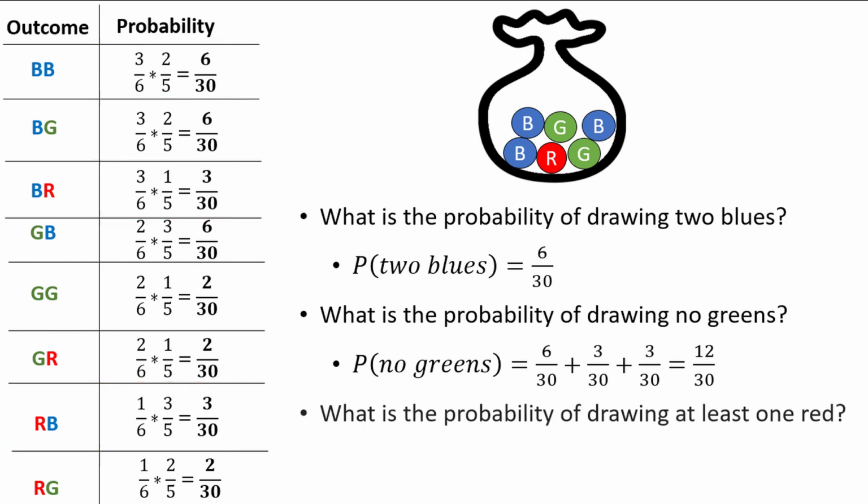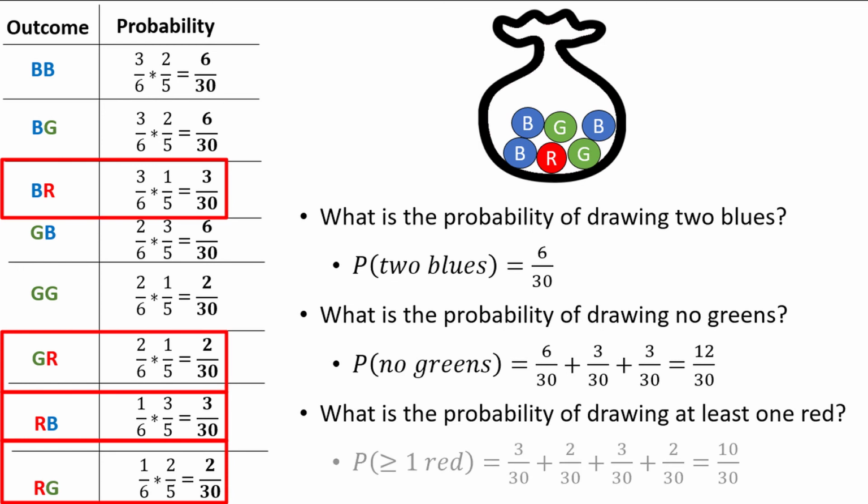What about the probability of at least 1 red? At least 1 red would be either 1 or 2 reds, which are these outcomes. 3 out of 30 plus 2 out of 30 plus 3 out of 30 plus 2 out of 30 is equal to 10 out of 30. Okay, that completes our example.